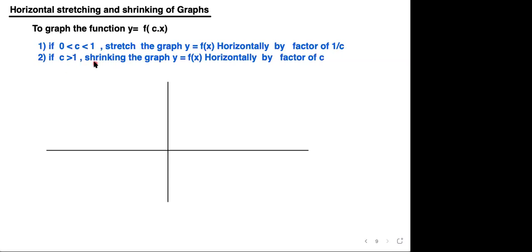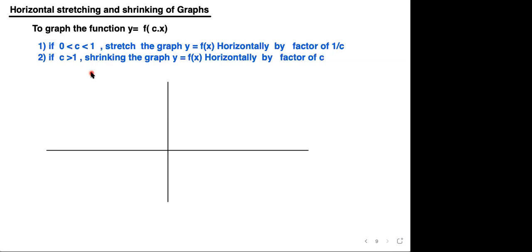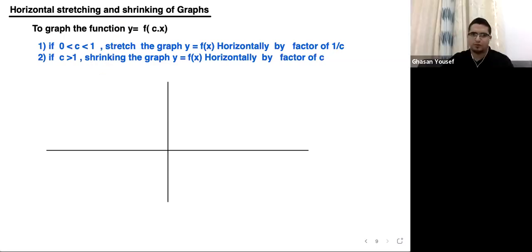For this one, for the horizontal, I'm going to explain this by example. Let me show you by graph. It will be easier for you and for the students too. So suppose my graph for the function f of x is something like this. Same as before, this is the graph of the original function f of x. Now I need to graph the function f of c times x, and this c is between 0 and 1, like 1/2, for example, or 1 over 4.